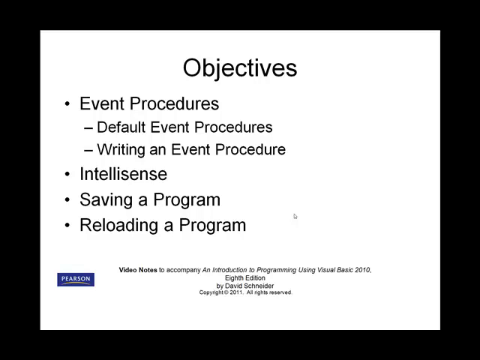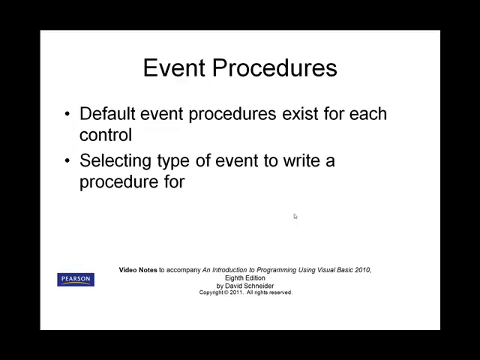We're going to look at IntelliSense, which is a means to help you to complete your programming code. For example, if you've forgotten the name of a control, IntelliSense will help you with that. We're also going to look at saving a program and reloading a program. Every control has a default event procedure, and we'll see that. For example, buttons have the click event for the default procedure. And we can select the type of event to write a procedure for. So let's go ahead and look at an example.